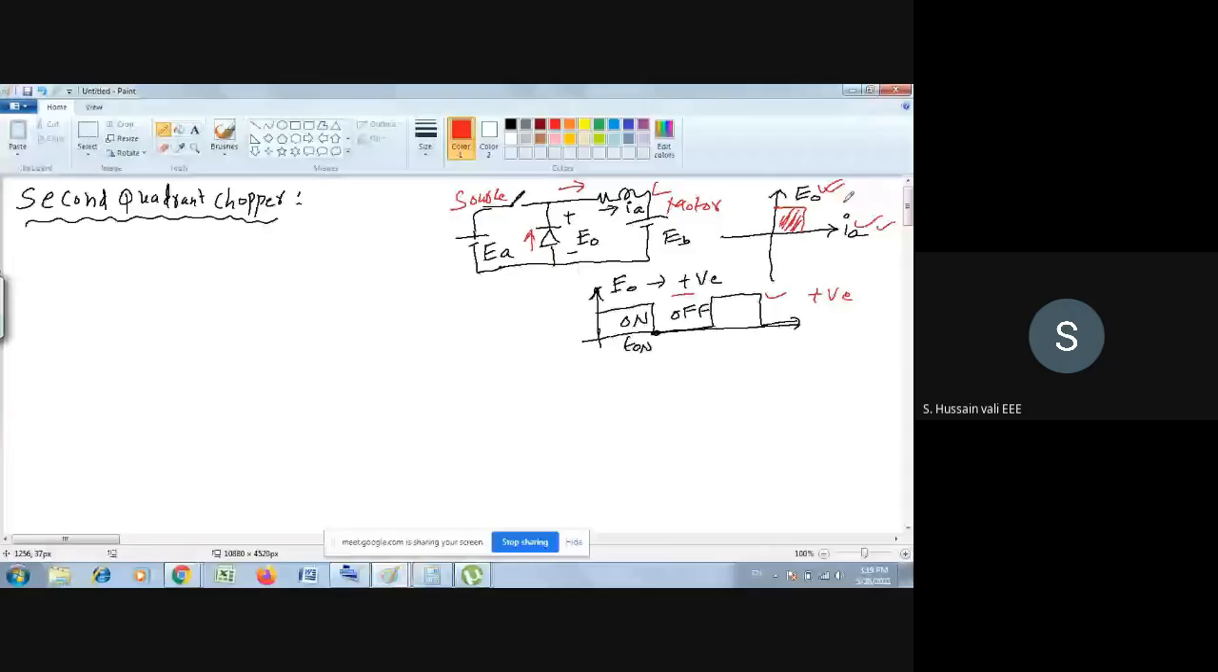Now we will go to the second quadrant chopper, then you will understand more. I will draw the circuit diagram of the second quadrant chopper. This is the circuit diagram.